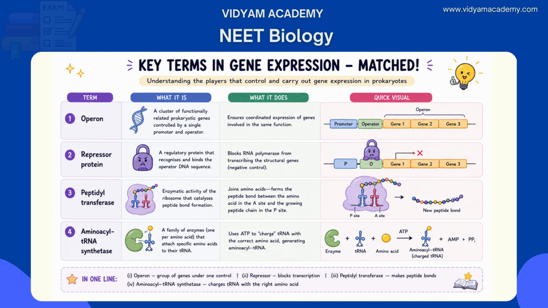The activity resides in the 23S rRNA in prokaryotes. It's the intrinsic catalytic activity of the ribosome. Aminoacyl-tRNA synthetases are a family of enzymes, one per amino acid, that catalyze the ATP-dependent attachment of each specific amino acid to its cognate tRNA, the charging reaction that creates aminoacyl-tRNA.